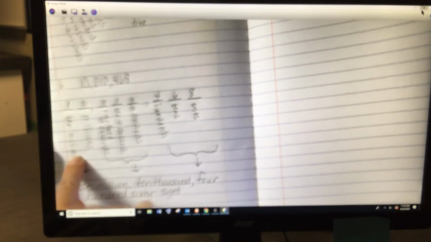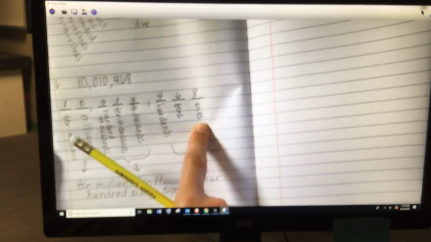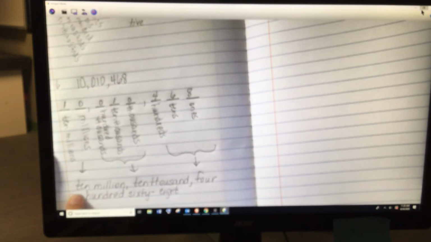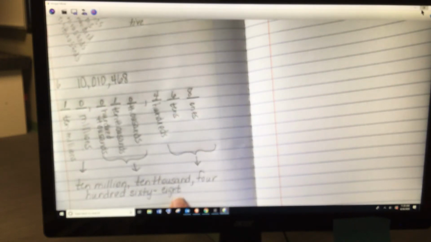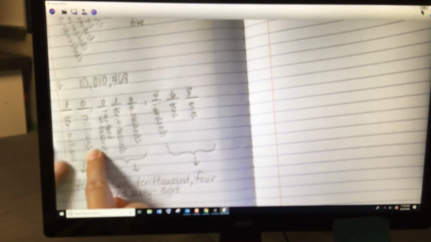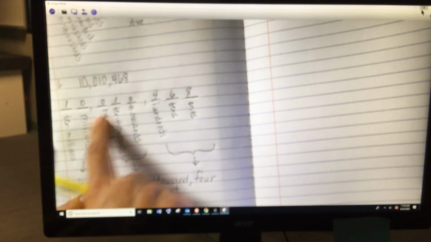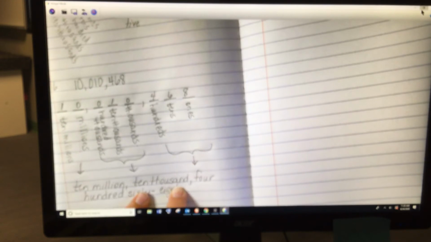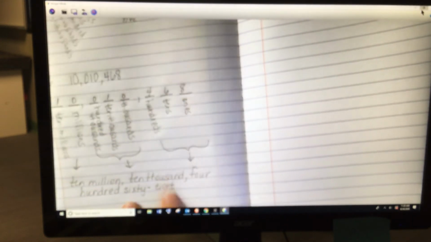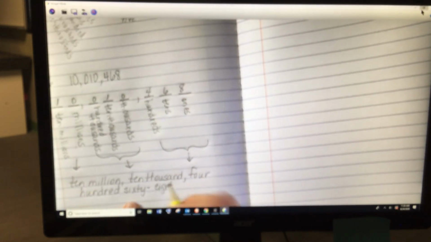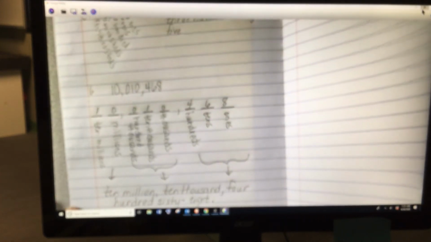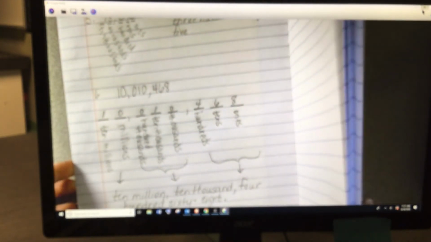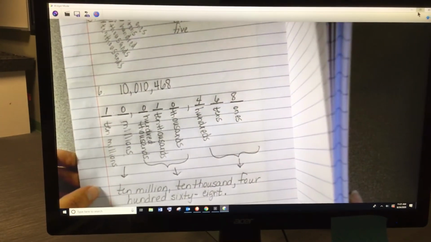So we took our place value, we wrote out our place value. We use that to help us write the number in words. 10 what? Million. 10 million. Then we have 10 what? 10,000. Then we are back into our hundreds, 468. Again, do your best with your spelling. All right, let's continue on now. So there was our word form, from standard to word form, from our numbers to our words.